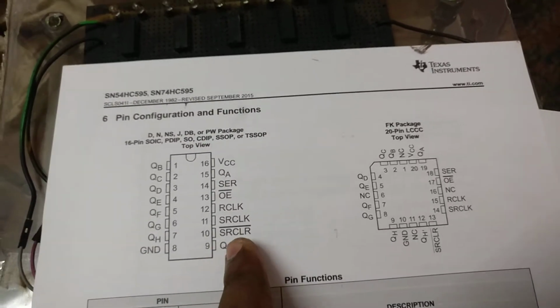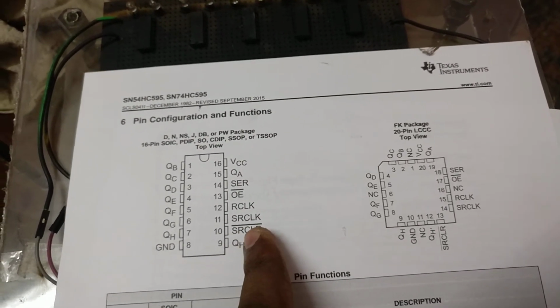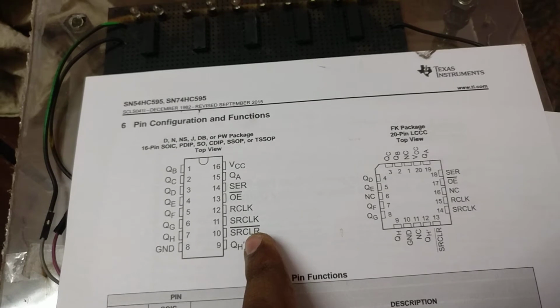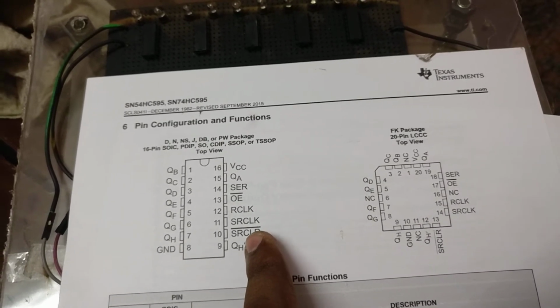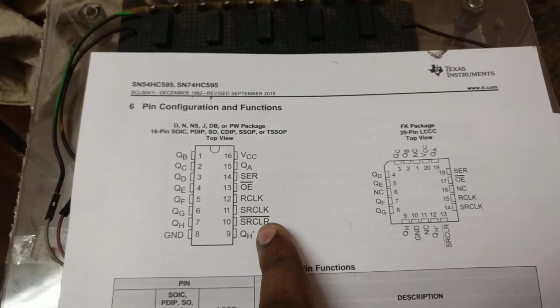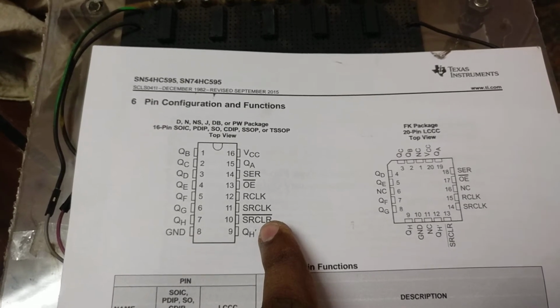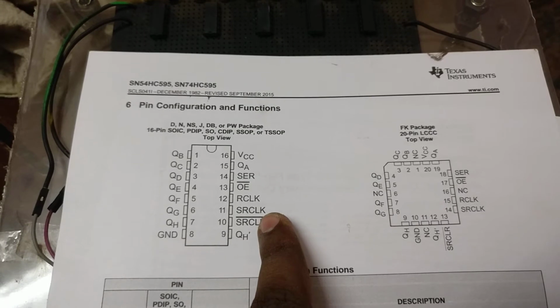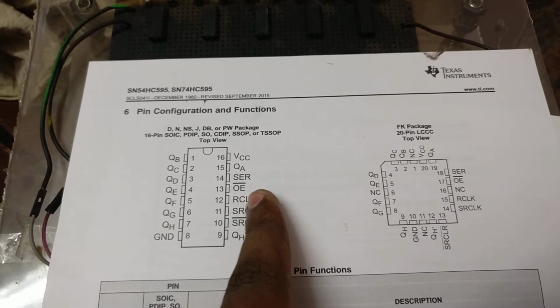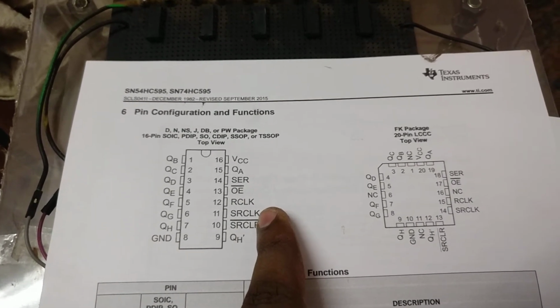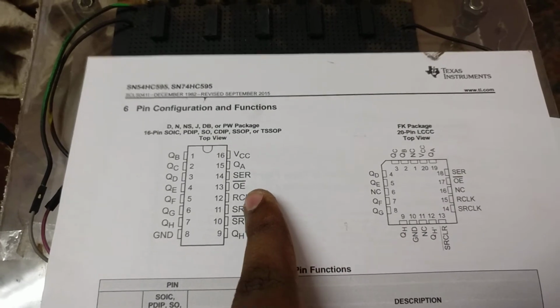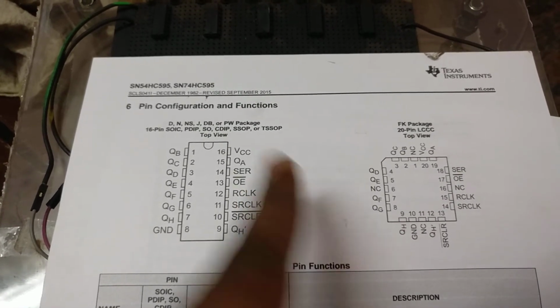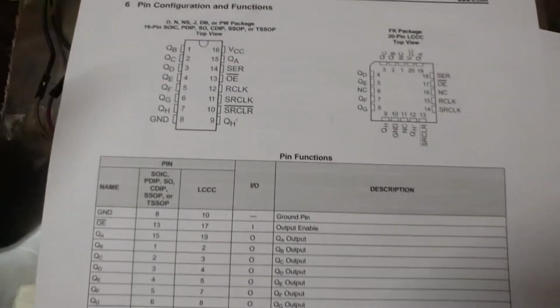So what I did was I put this signal to low. That means this signal to high. That means it is not in clear state, so it doesn't clear. This is like a reset state, and here you can see serial clock and R clock. So these two clocks basically mean different things, which you can get from the data sheet.